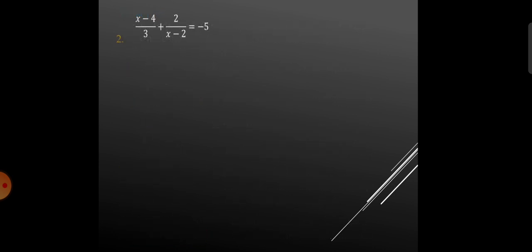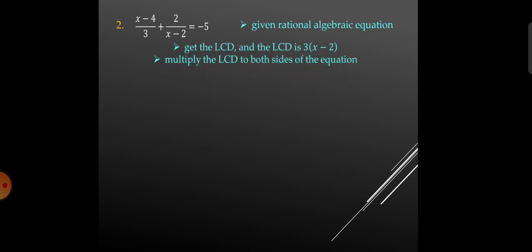Second example. The equation given is x minus 4 over 3 plus 2 over x minus 2 equal to negative 5. Next, we will get the least common denominator of the two fractions on the left side. And the LCD or the least common denominator is 3 and x minus 2. So silang duha gamiton, monomial 3 o binomial x minus 2. Then multiply the least common denominator to both sides of the equation. So, muna nakasuwat sa green. Kabantay mo.